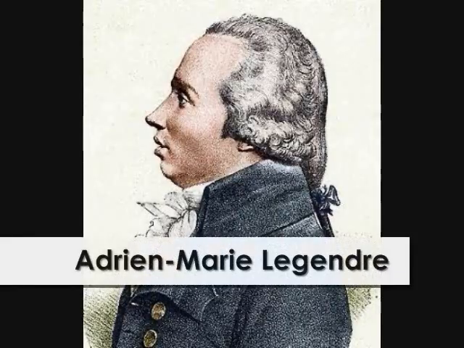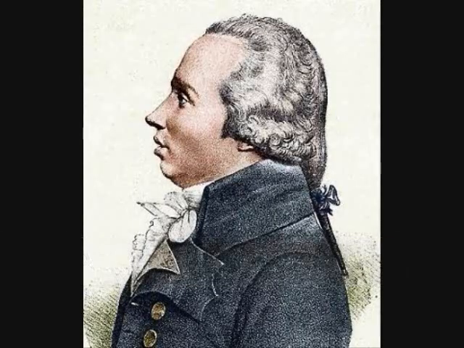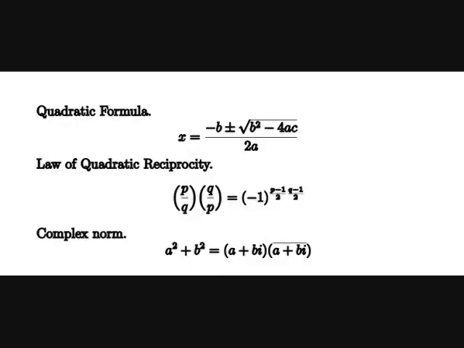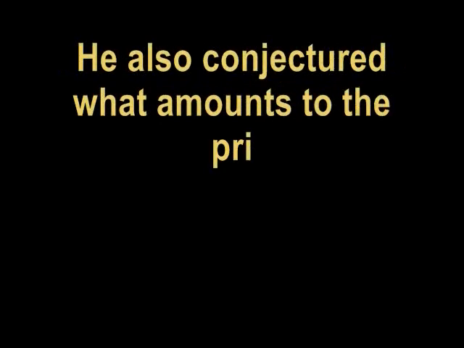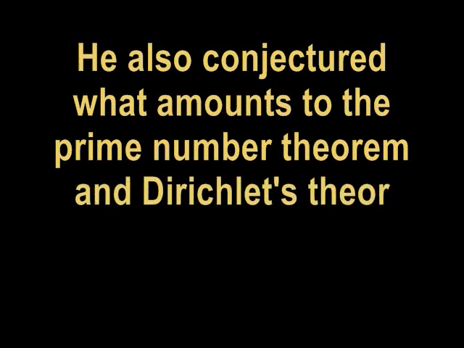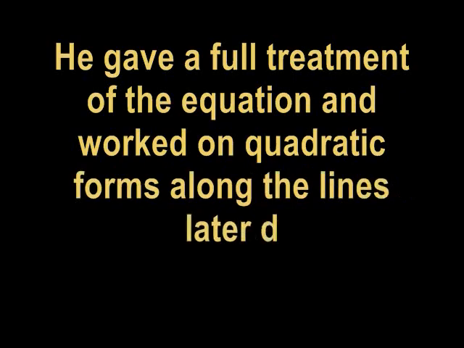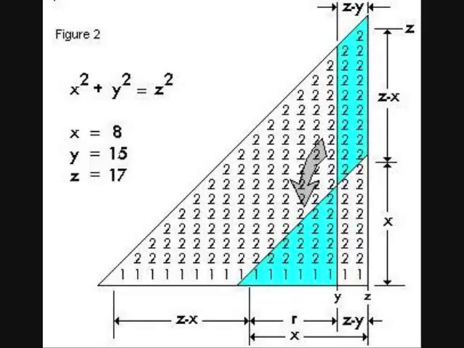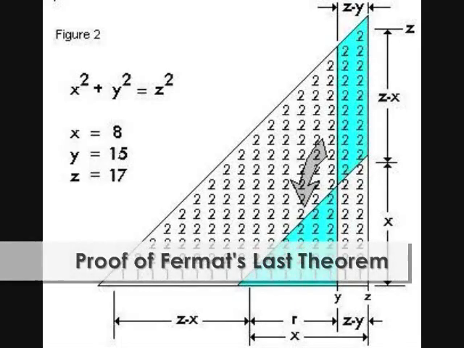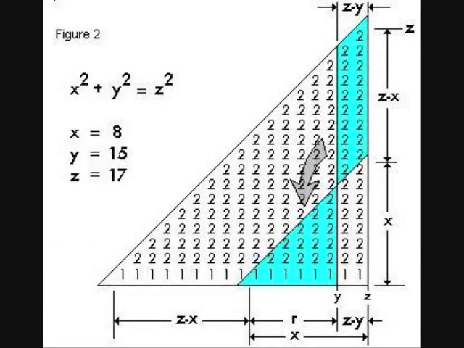Adrien-Marie Legendre, a French mathematician, was the first to state the law of quadratic reciprocity. He also conjectured what amounts to the prime number theorem and Dirichlet's theorem on arithmetic progressions. He gave a full treatment of the equation and worked in quadratic forms along the lines later developed fully by Gauss. In his old age, he was the first to prove Fermat's last theorem.